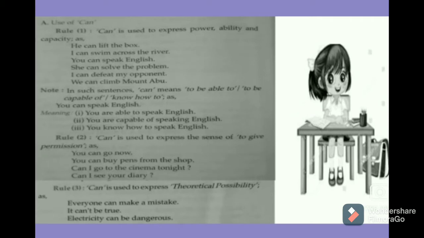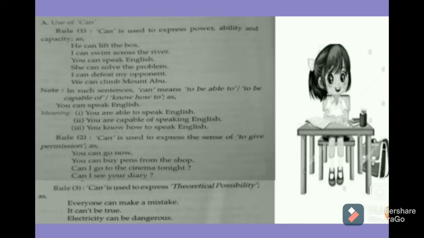Let's see point number 2. Can is also used to express the sense of giving permission. As, you can go now. You can buy pens from the shop. Can I go to the cinema tonight? Can I see your diary? So can is used to express the sense of giving permission as well.